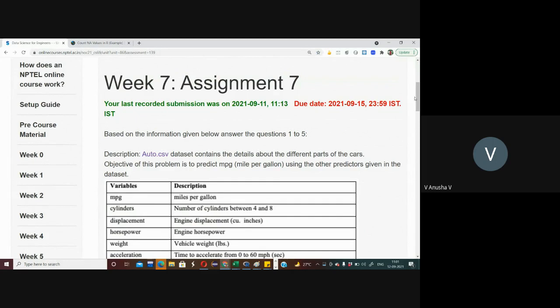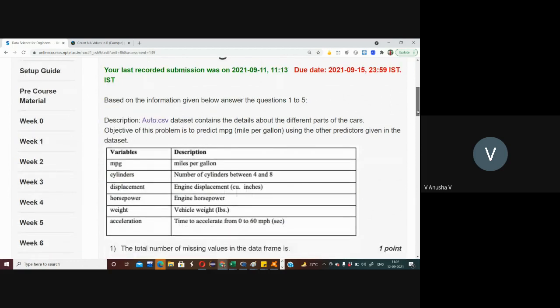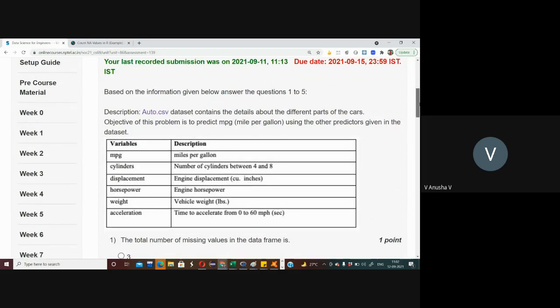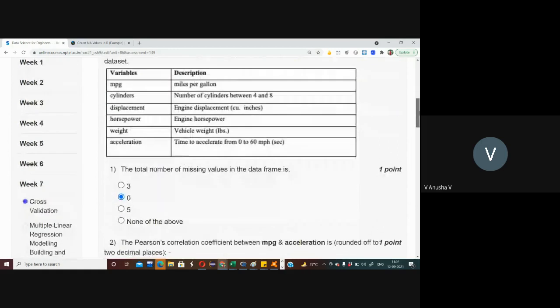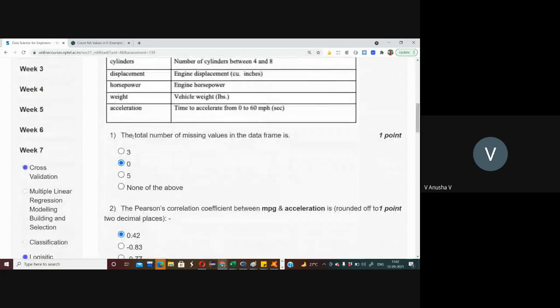So here he has given us a data set. We have to read the CSV file into RStudio, and predict MPG considering the other predictors. These are the different variables and this description given. So first of all, you will download this CSV file and load it into your RStudio. And upon that, you have to answer these questions.